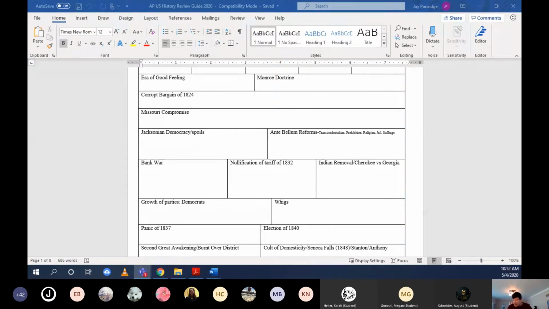Another Antebellum Reform was the Second Great Awakening, this huge revival in religion. They would have this very evangelical movement in religion. And this is where you get things such as the rapture, which came about in this era, and a really emotional connection instead of a very literal connection to religion. And there would be tent revivals, big, huge celebrations. Another term that would come about in this era would be born again to Christianity.